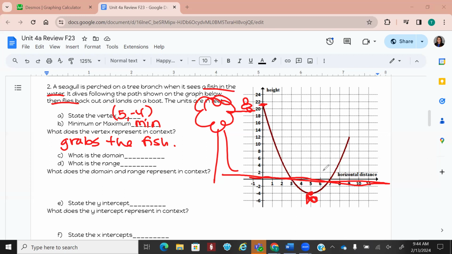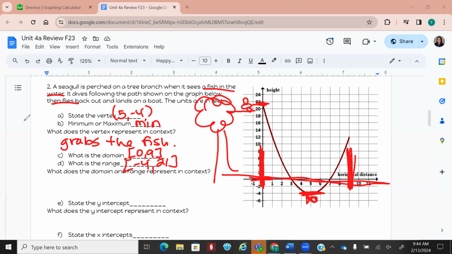Okay. Now domain. We're looking from left to right. From the tree, how far does he go? Okay, so we go from 0 to 9. That's how wide out it is, right? And then what is the range? How low does it go? Well, what's the lowest y value? -4, and how high does he start? 21. So -4 to 21.